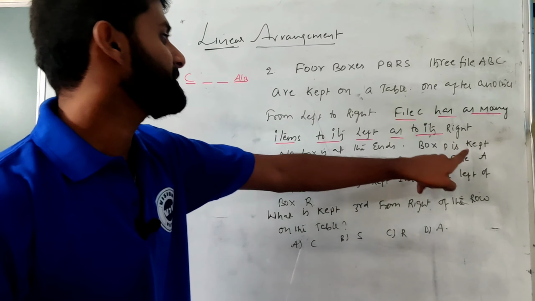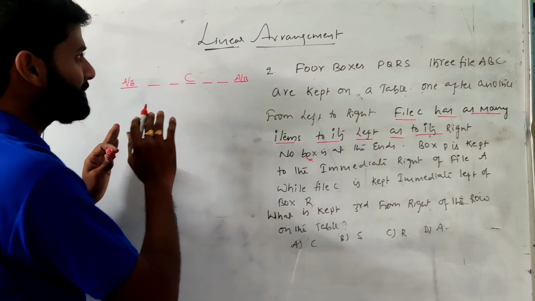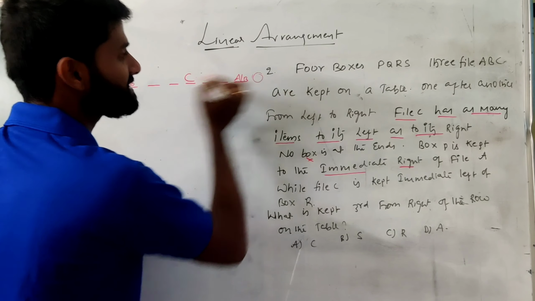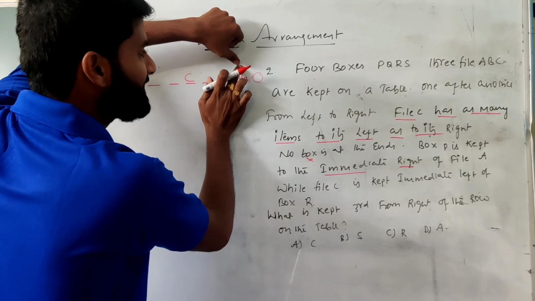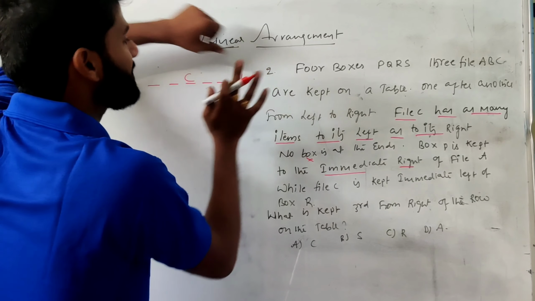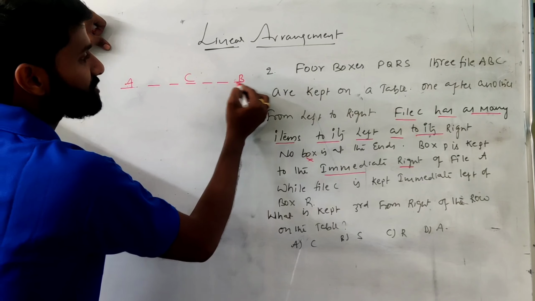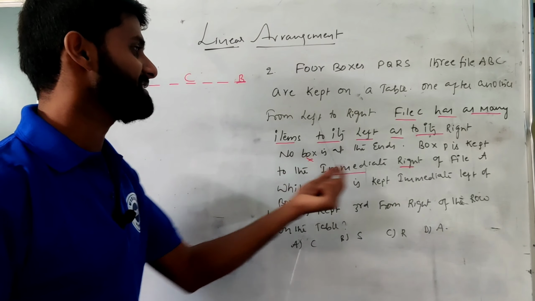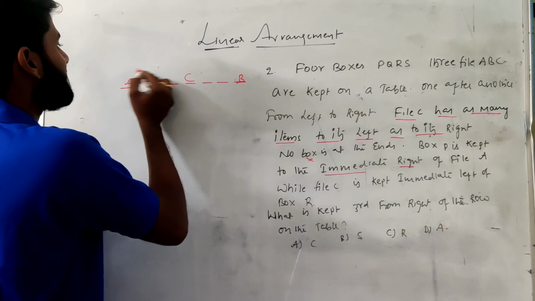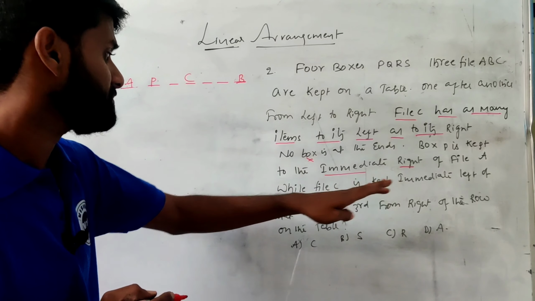Next, box P is kept immediate right of file A. The immediate right means we require this right position. If I place A here, we cannot place the box here. Why? Because there is no immediate position. That's why you can go with A here and you can fix B here. So we get the information. Then again read the line: box P is kept immediate right of file A. So immediately right of file A there is box P. We can keep it here.